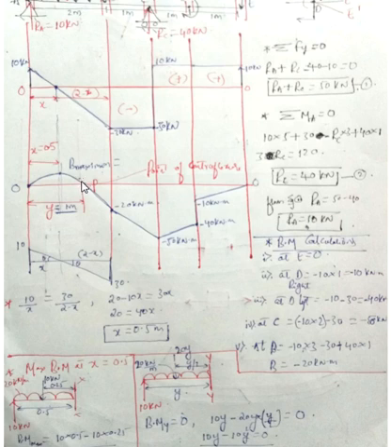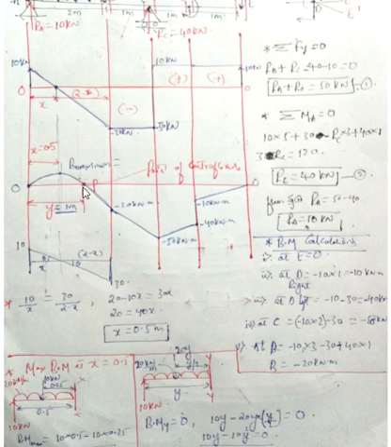How am I going to find it? Let me call this section YY, and let me consider it is at a distance of Y from this free end. I need to find what this value is. This I have written after finding the value.